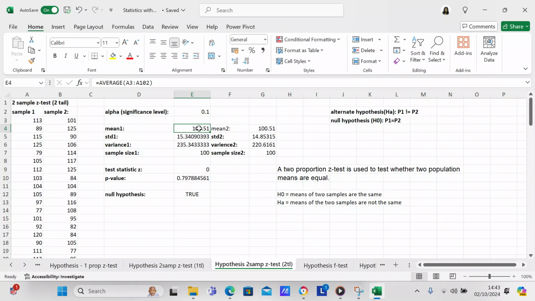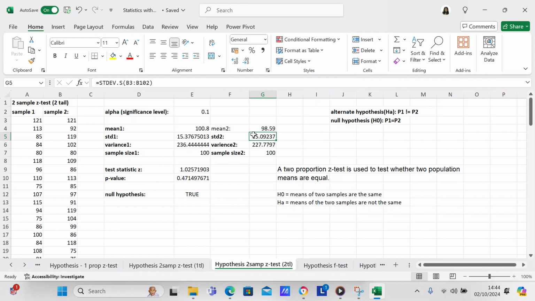The mean in sample 1, we're going to use the average formula in Excel from A3 to A102. And the mean in sample 2, we're going to use the average formula from B3 to B102. Now we're going to check our standard deviation. STDEV.S means we're checking the standard deviation of the sample from A3 to A102, and for the second sample it's STDEV.S, B3 to B102, and the .S is letting you know that it's checking the sample.